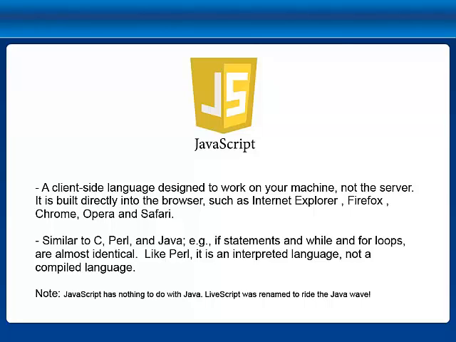It's built directly into the browser, such as Internet Explorer, Firefox, Chrome, Opera, and Safari. In syntax, JavaScript is similar to C, Perl, and Java. If statements and while and for loops are almost identical. Like Perl, it's an interpreted language, not a compiled language.